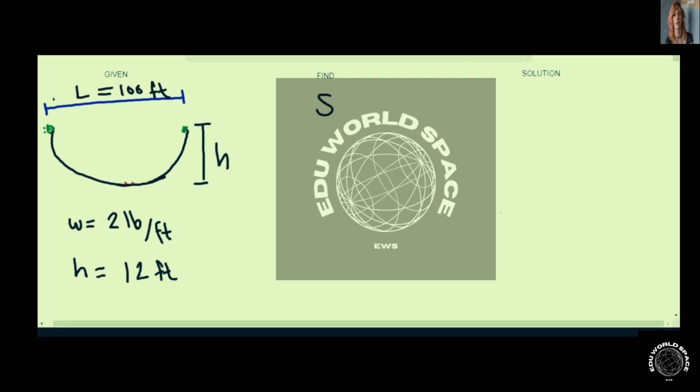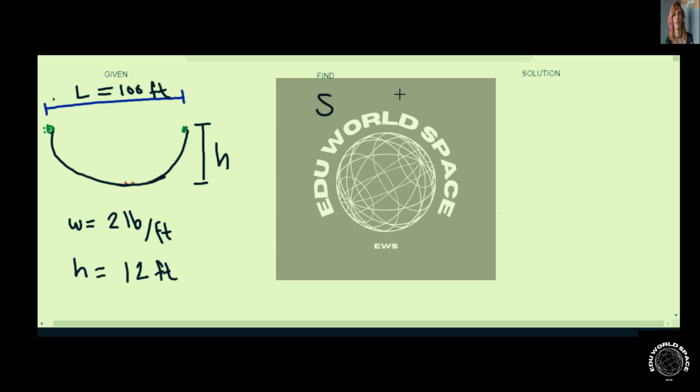Welcome to EDU World Space. Here in this problem, we have a cable that's suspended between 2 points that has a length of 100 feet. They tell us that the weight per unit length is 2 pounds per foot, and that the sag, represented as the variable h, is 12 feet. They want us to find the total length of the cable.